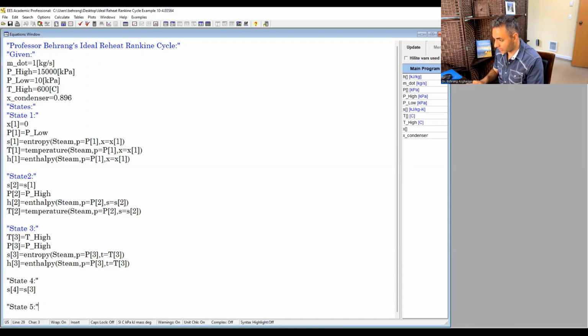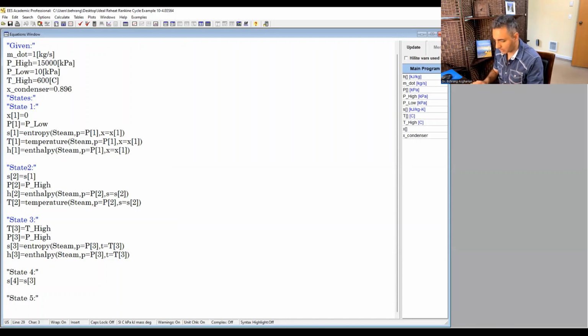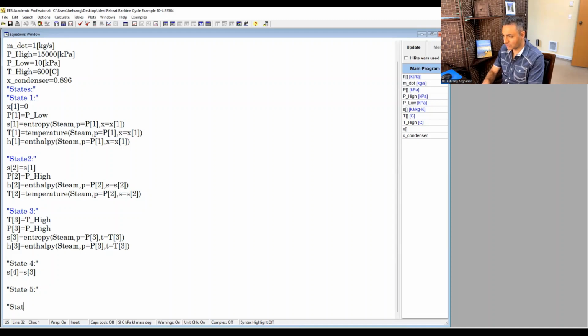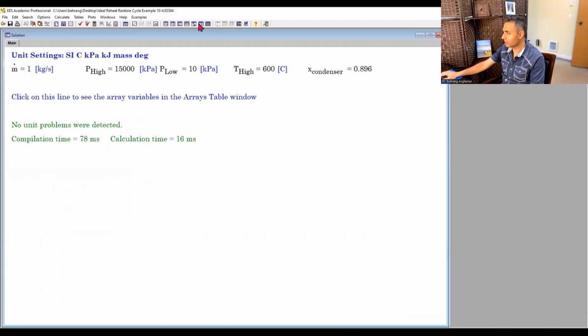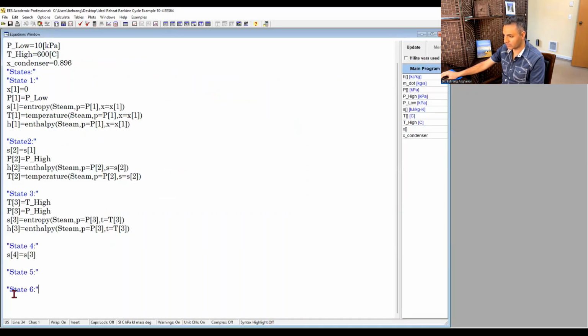So let's go to state 5. What do I know about state 5? I know 2 things basically. I know that S5 is supposed to be S6, but I'm not going to write it here, because I don't have S6. And I know P5 is P4, but I don't have P4. So let's just wait. Let's go to state 6 first, because right now everything is known in this code. So if I run it, I'm not going to get any error message. Let's make sure that we don't have any error messages. That's a very big deal, and all the units need to be correct. No unit problems must be detected. No unit problem.